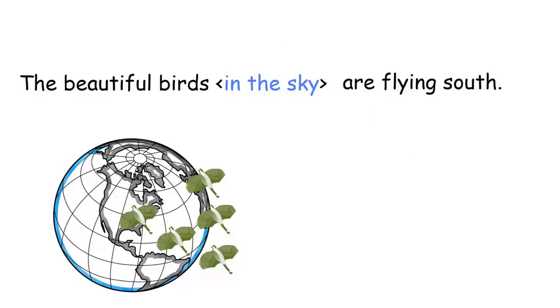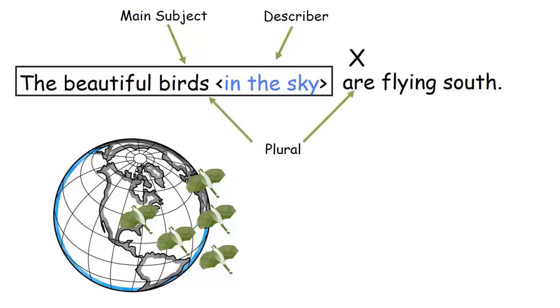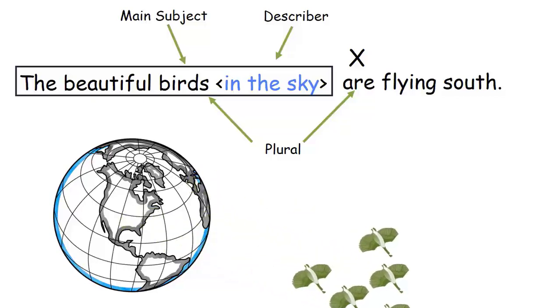The beautiful birds in the sky are flying south. The X word is are, so the subject is right, the beautiful birds in the sky. In this example, the main subject is birds again, but now it has a describer that comes after it. A describer that comes after a noun is usually a prepositional phrase. In this sentence, the prepositional phrase tells us where the birds are, in the sky. The main subject is birds, not sky, so the X word is plural.